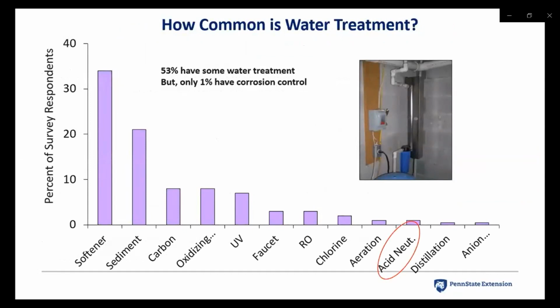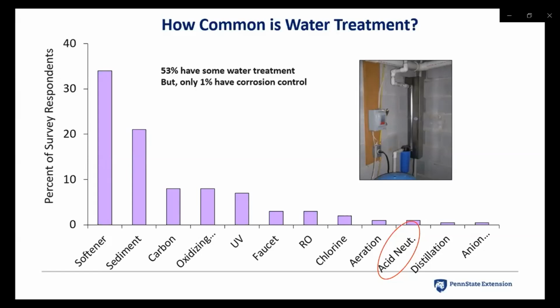The vast majority are water softeners and sediment filters, but you notice all the way out there on the right, acid neutralizers, which is the standard technique to treat corrosive water, is only about 1 to 2% of the homes. So very, very unusual to see corrosion control in homes. Even though they might have corrosive water, they don't install these acid neutralizers because it can take many decades for the pinhole leaks to develop.